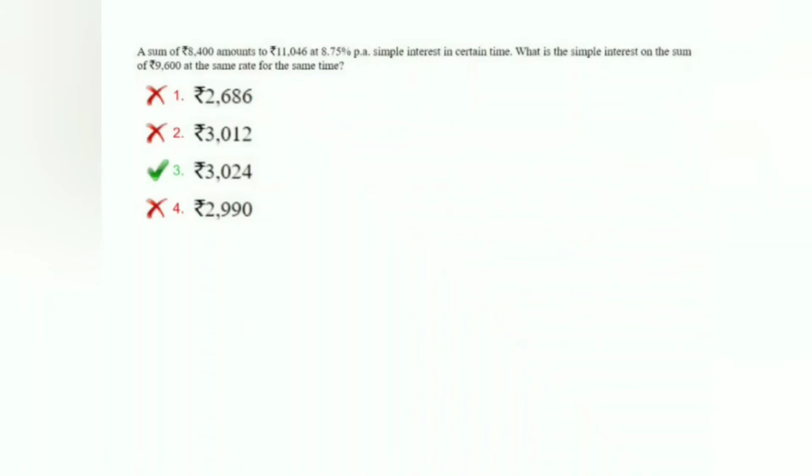which means for 8,400 you are getting an interest of, find out the difference, 2,646. So for 9,600 how much do you get? Let it be x. You can cancel it. This is actually 12 sevens, 12 eights, 7 ones, 7 threes, 7 sevens, 7 eights. Therefore multiply 378 into 8.